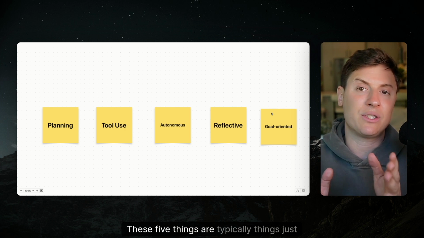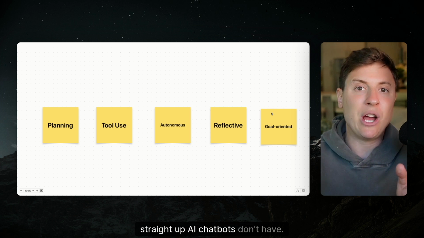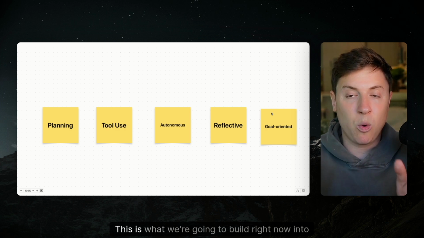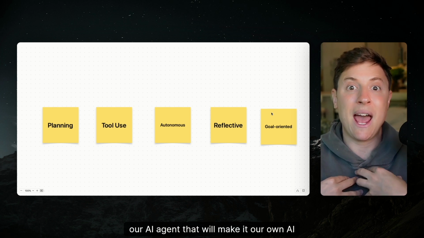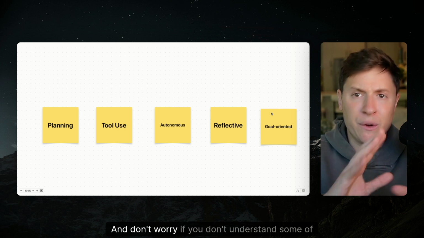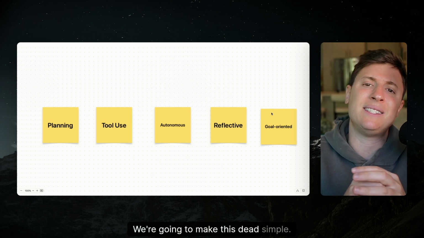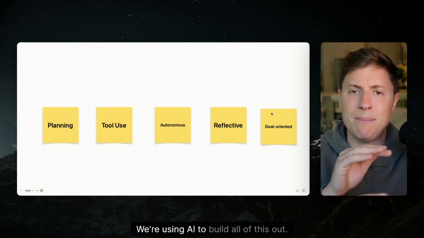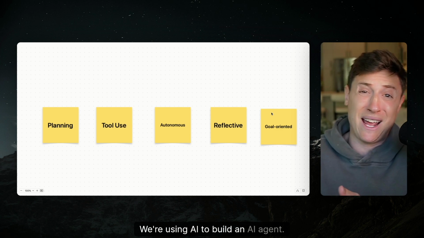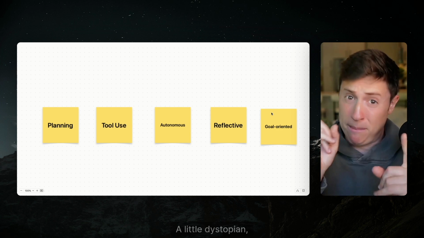These 5 things are typically things straight up AI chatbots don't have. This is what we're going to build right now into our AI agent that will make it our own AI employee. And don't worry if you don't understand some of this. We're going to make this dead simple. You're not writing any code. You don't need to be technical at all. We're using AI to build all of this out. We're using AI to build an AI agent. A little dystopian, but we're doing it anyway.